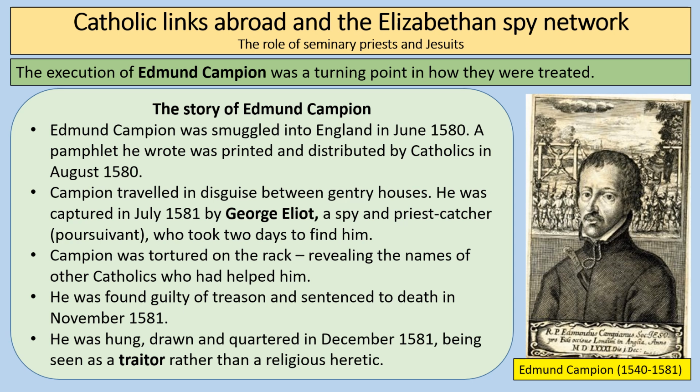He was found guilty of treason, and that's really crucial. Not found guilty of being a heretic, but found guilty of treason. So the crime that he was making was basically to destabilise Elizabeth's rule. And he was sentenced to death in November 1581, and again he was executed as someone who committed treason. So he had the punishment of being hung, drawn and quartered, rather than being burnt at the stake, which would have been the punishment for a religious heretic. So this was a real turning point in how priests were treated during this time.